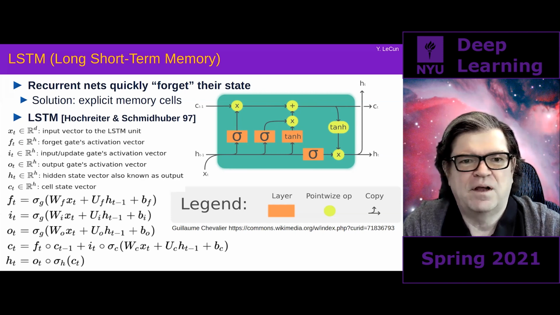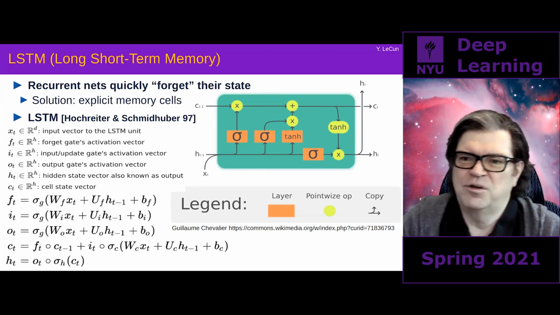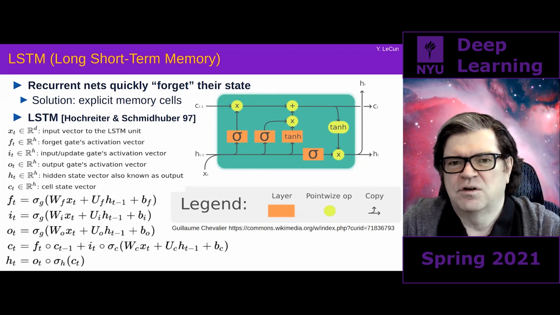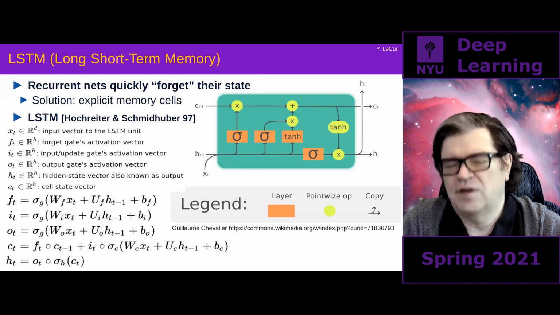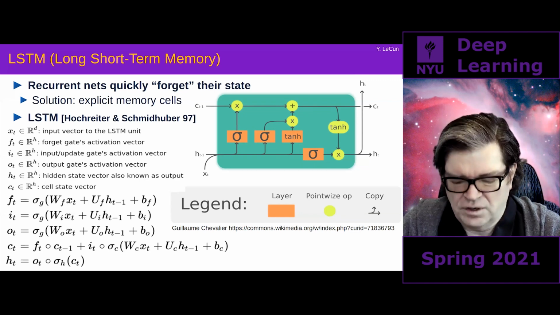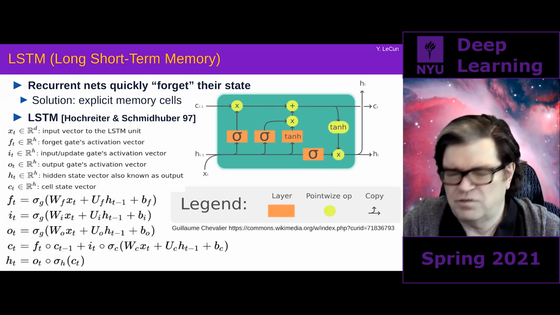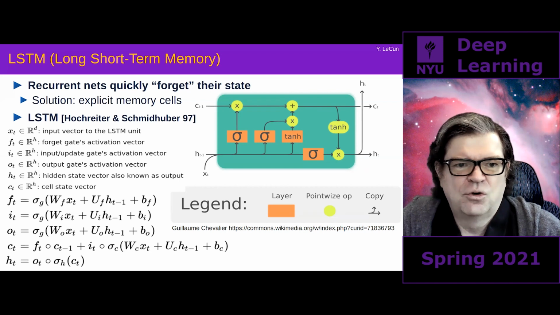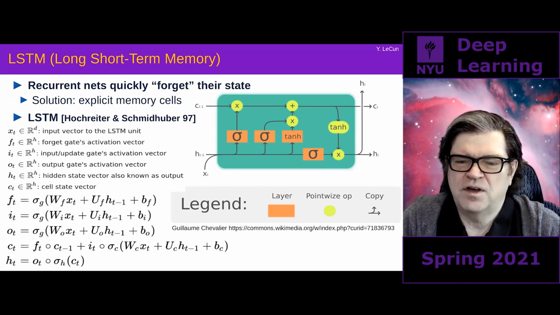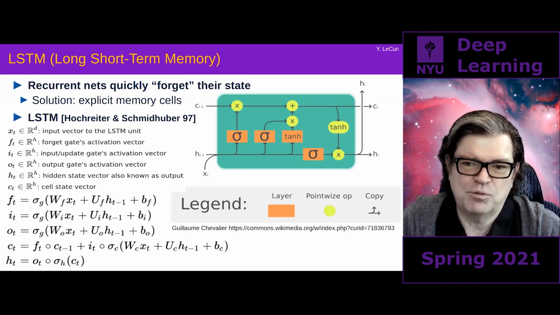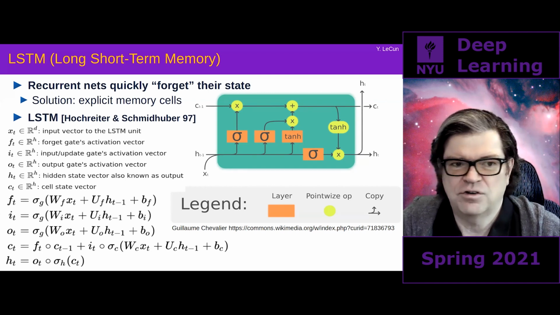So LSTM were proposed in 1997. They were used for a few things, but not really demonstrated for any practical purpose until the late 2000s, early 2010s, with a former student of Jürgen Schmidhuber, who was working in Geoff Hinton's lab as a postdoc, and who demonstrated that using LSTM in a good way, you could get pretty good performance on something like speech recognition. And so that started a new wave of interest in recurrent nets and LSTM in particular.